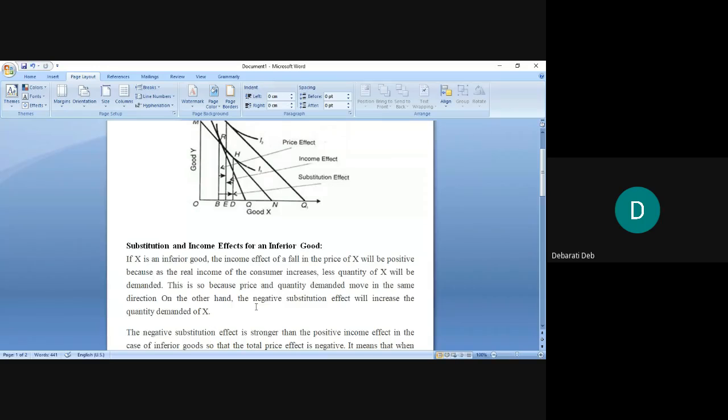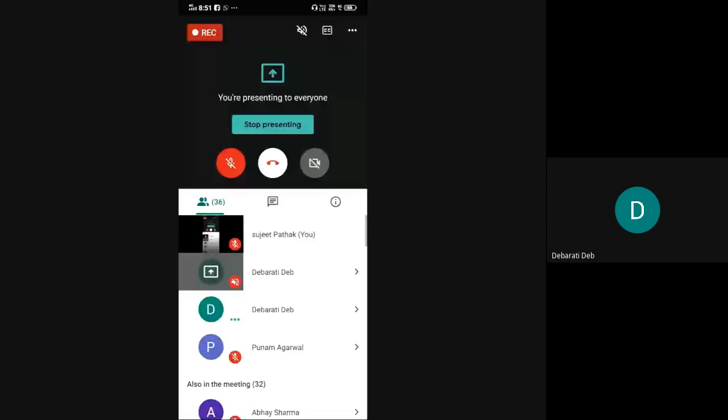Now why does this happen, and what are the other consequent happenings due to this concept, that will be understood in this topic.